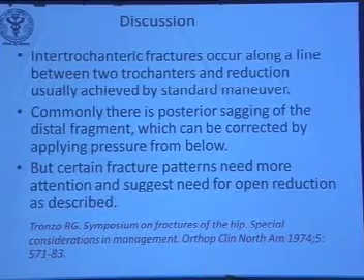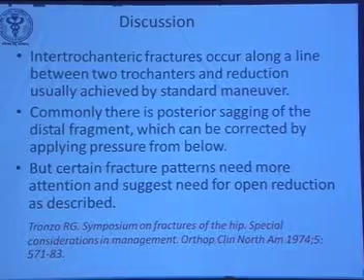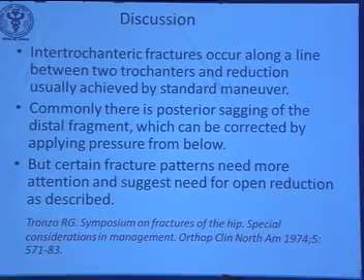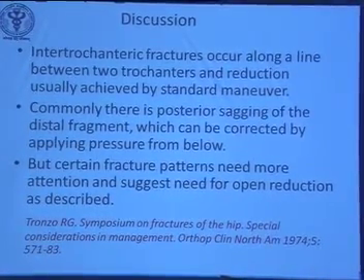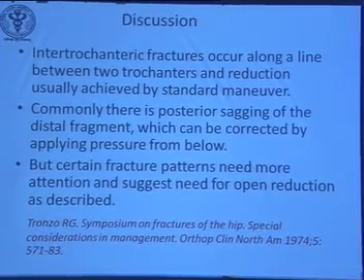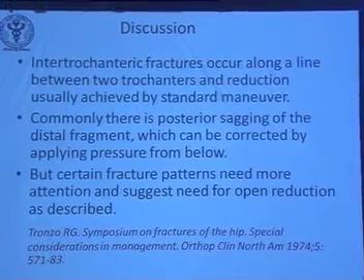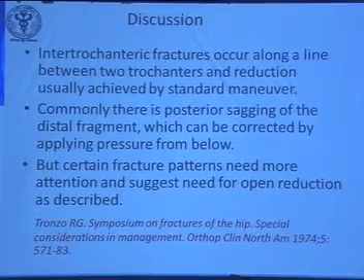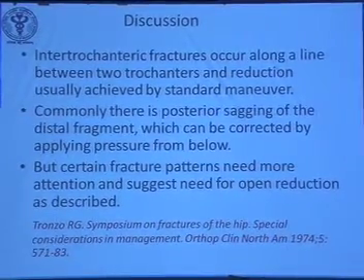Coming on to discussion, intertrochanteric fractures usually occur along a line between the two trochanters, and the reduction is usually achieved by the standard maneuver of traction, abduction, internal rotation. Commonly, there is a posterior sagging of the distal fragment, which can be corrected by applying pressure from below. But certain fracture patterns need more attention and suggest the need for open reduction, as described.